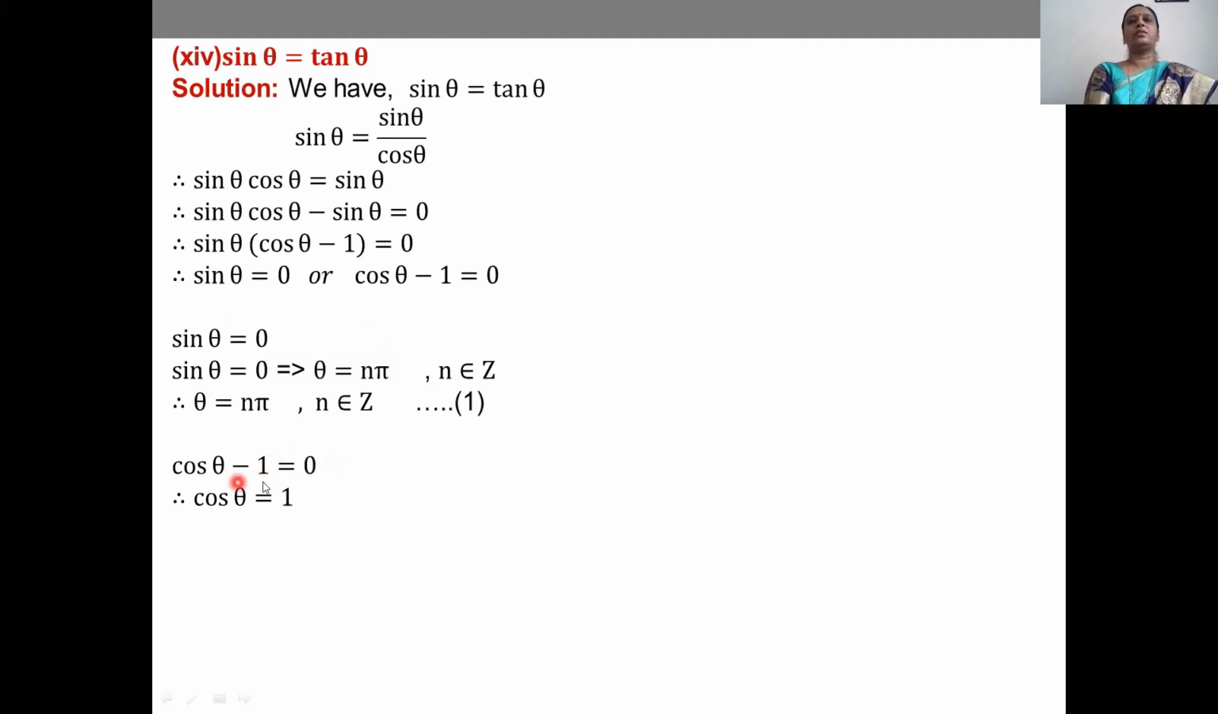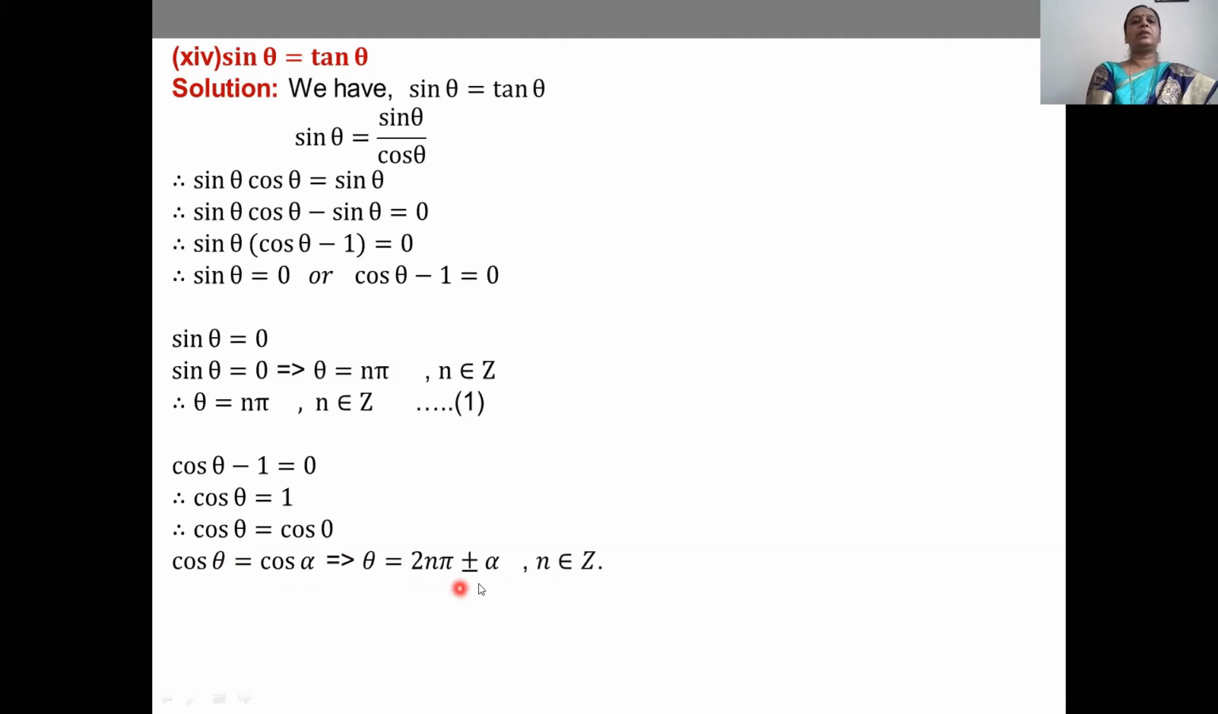Now take the second equation, cos theta minus 1 is equal to 0. We have to find the general solution of this equation. This is nothing but cos theta is equal to 1. The value of cos theta is 1 at cos 0. Therefore, for this 1, you write down cos 0. Therefore, we get cos theta is equal to cos 0. Now, this equation is of the type cos theta is equal to cos alpha. If the equation is of the type cos theta is equal to cos alpha, then this implies that theta is equal to 2n pi plus minus alpha, where n belongs to z.